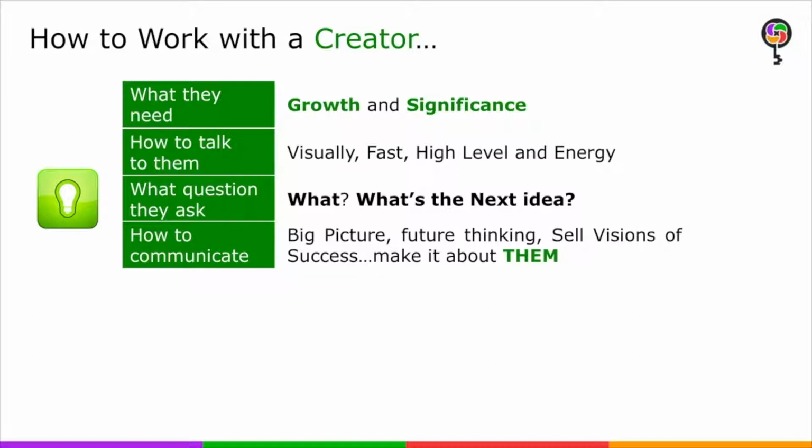How do you communicate with them? Well, big picture first. Take them out to the future. Don't give them detail initially. Give them the big picture. Talk about the future. Sell them on visions of success when they take action, actually move, and make it all about them as a creator, and give them the opportunity to contribute to whatever you're doing. So go to them for ideas, get their buy-in. If you're a leader who is a creator, remember you're going to be big picture first. You're going to be thinking about the future, and you're going to be great at selling visions to people.